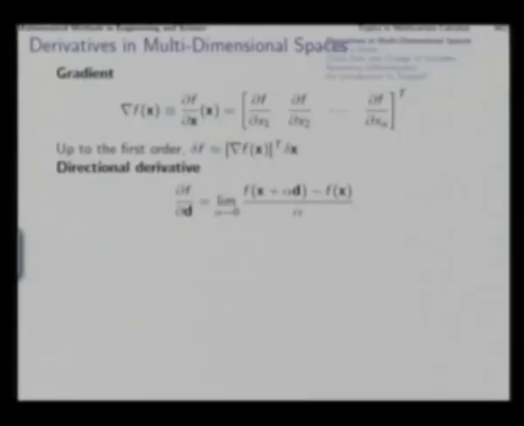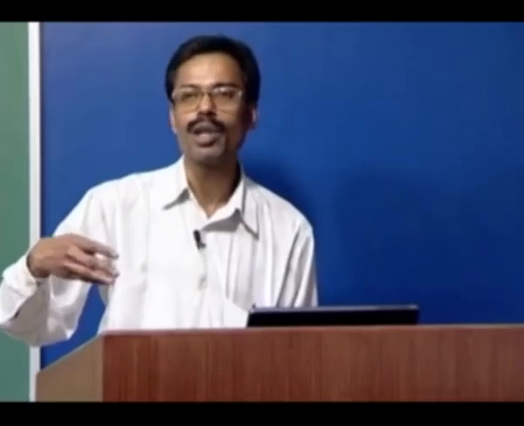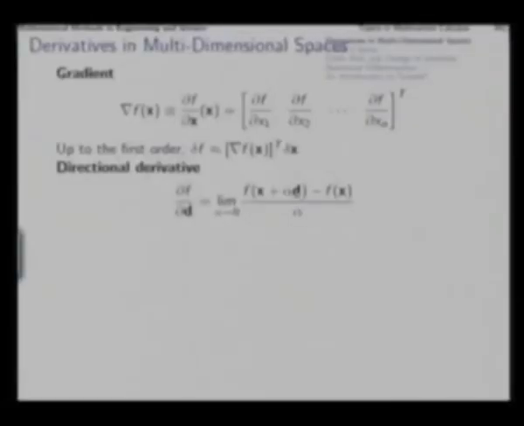Keep in mind that this vector d need not be a unit vector, though quite often if we use a unit vector there, then the meaning of the step size alpha becomes more appropriate. However, it is not necessary that the vector d is a unit vector, it can be any vector for that matter.